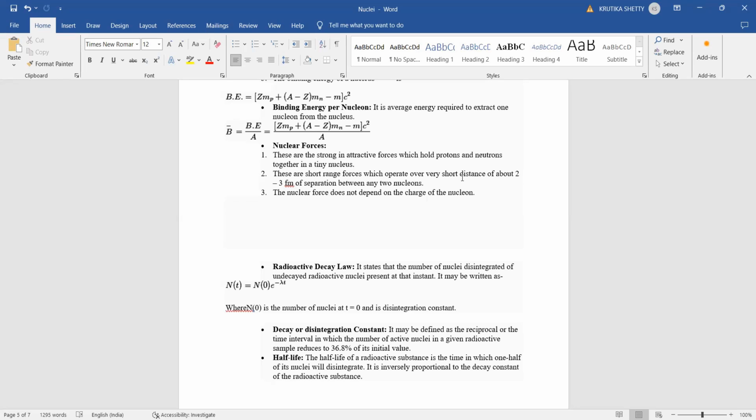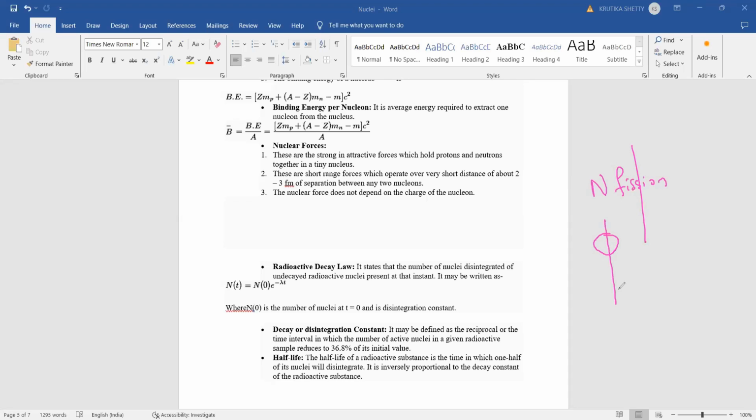Then in case of the nuclear forces, here we study for the nucleus two processes called the nuclear fission and the nuclear fusion. So what do you mean by nuclear fission? See here, nuclear fission. The word fission means breaking. So fission means nothing but what? A nucleus is getting split into two parts.